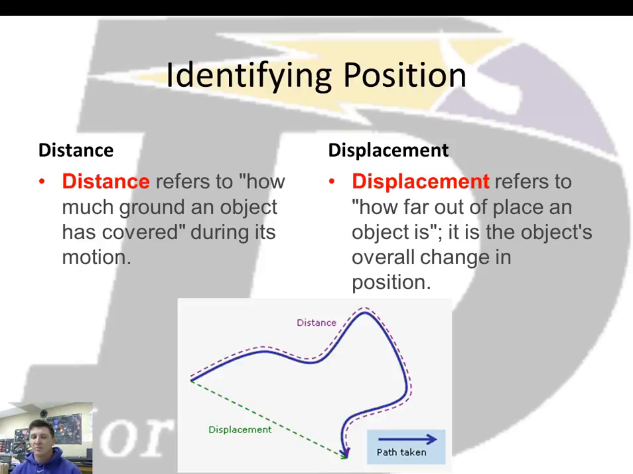This is different from displacement. Displacement refers to how far out of place an object is. It is the object's overall change in position. So if we look at the same two points, point A, point B, the distance traveled is here, but the positional change, or displacement, from point A to point B is the green line there. So understand the distance versus displacement definitions. That's key with understanding position versus time graphs.